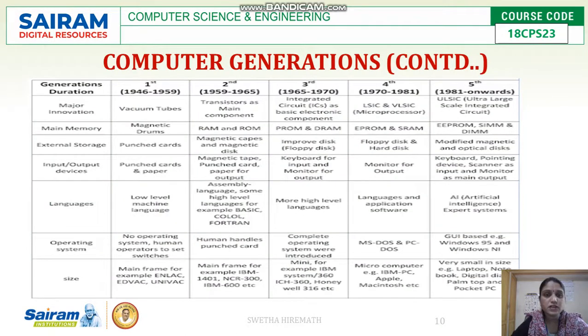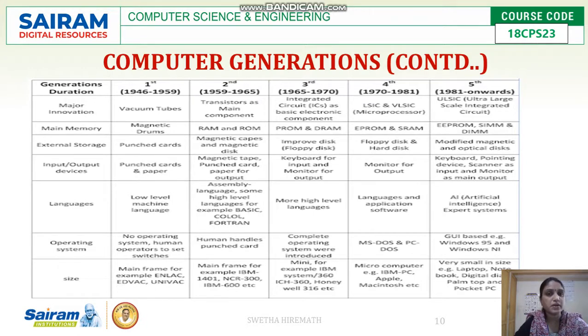And this is the table which shows us how exactly the computer generations moved from first generation to the fifth generation, and based on what technologies they are classified into different generations of computers. So the main thing we have here is major innovations. It started from vacuum tubes and it ended with the ultra large scale integrated circuits. And main memory started from magnetic drums, then RAM, ROM, then PROM, EEPROM, and EPROM, and also we started using the DIMM and SIMM.